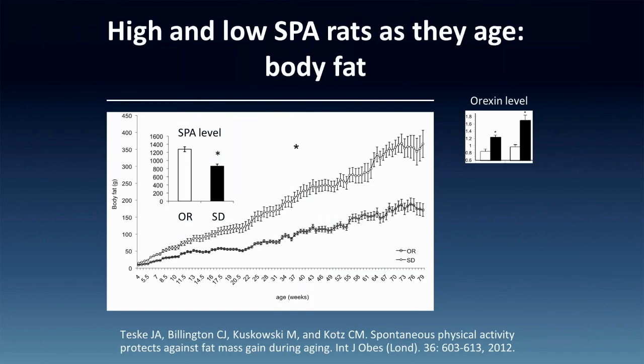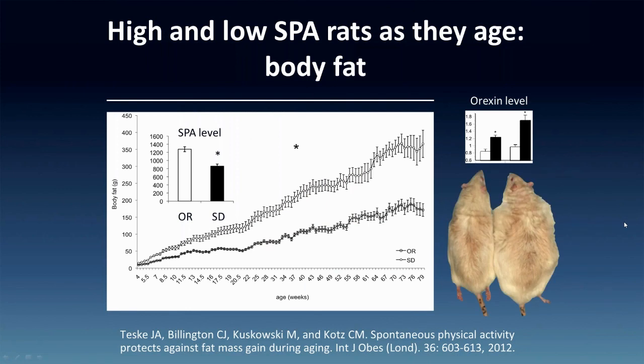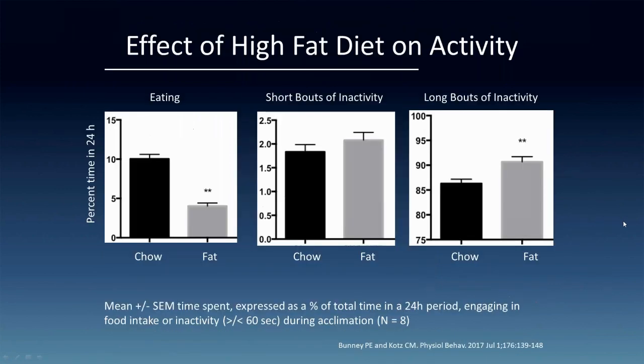So here we have spontaneous physical activity. High and low animals will accumulate larger amounts of body fat if they are low SPA and smaller amounts if they're high SPA. And their orexin levels also, of course, differ as well. So what about the effect of activity?